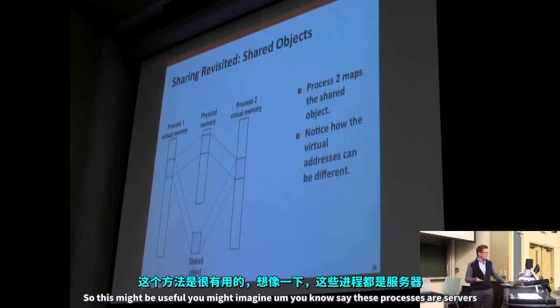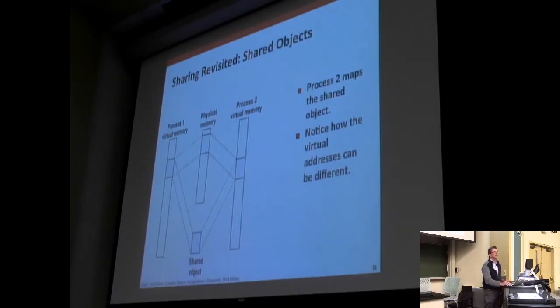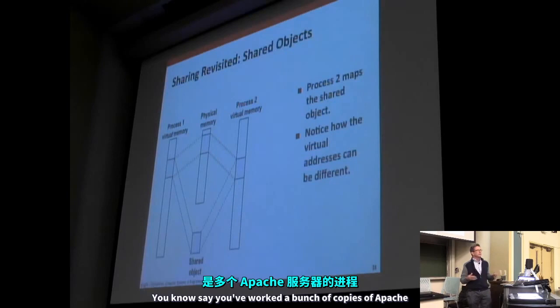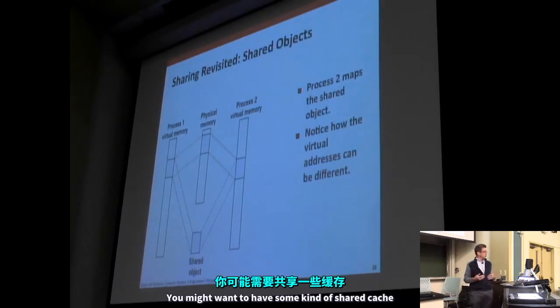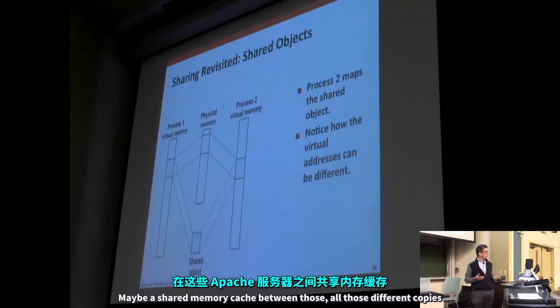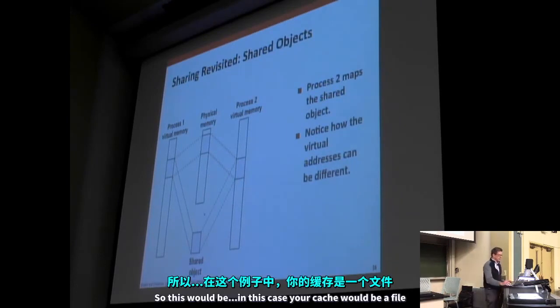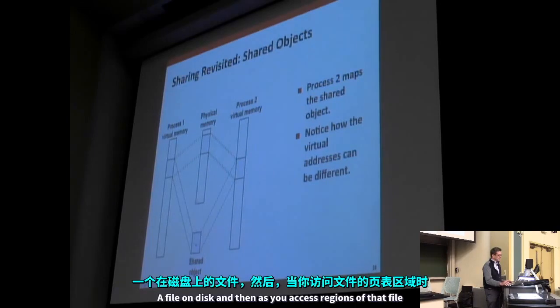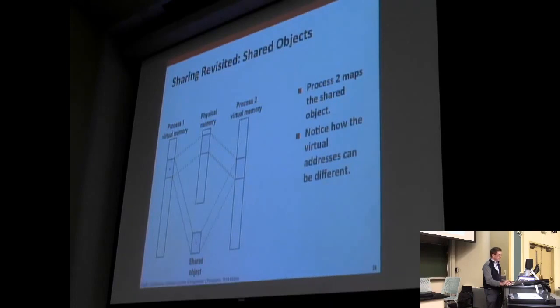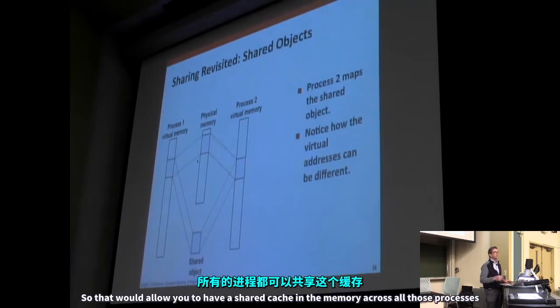You might imagine, say these processes are servers. Say you've forked a bunch of copies of Apache. You might want some kind of shared memory cache between all those different copies. In this case, your cache would be a file on disk, and as you access regions of that file, those pages get copied into physical memory. So that would allow you to have a shared cache in memory across all those processes.